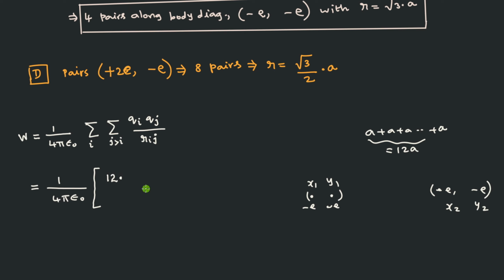So I am putting 12 times, 12 times what? Qi, Qj. So Qi is the first charge. First charge is minus e. The second charge is also minus e. That is the pair that you have.